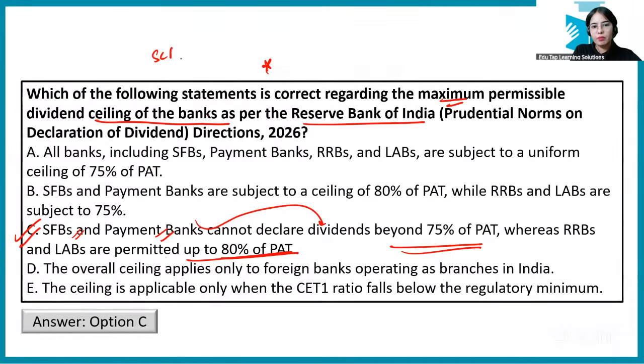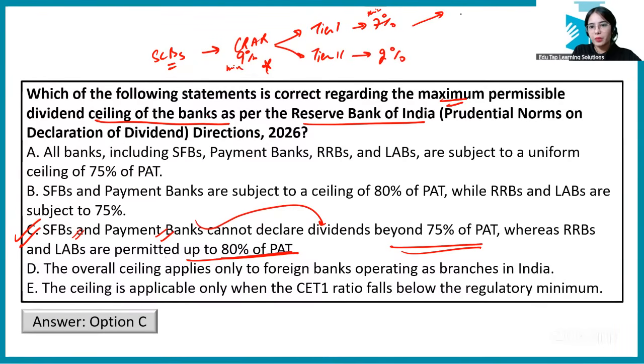For the scheduled commercial banks, basically the CRAR is 9%. Tier 1 capital is 7%. Tier 2 this is minimum. This is minimum requirement. Tier 2 capital can be 2%.